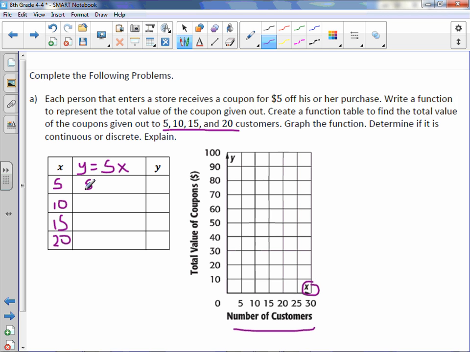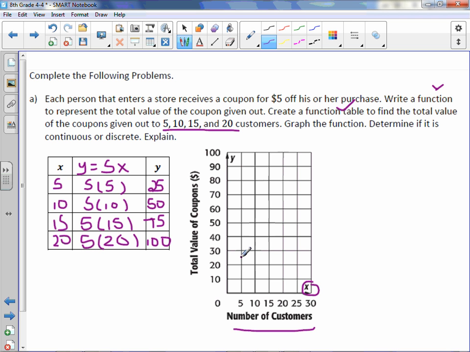So plug in your values. 5 times 5 is 25. 5 times 10 is 50. 5 times 15 is 75. And 5 times 20 is 100. So we wrote a function. We created our function table. Now let's graph it.